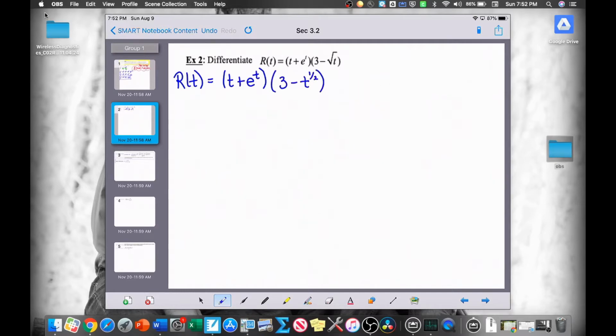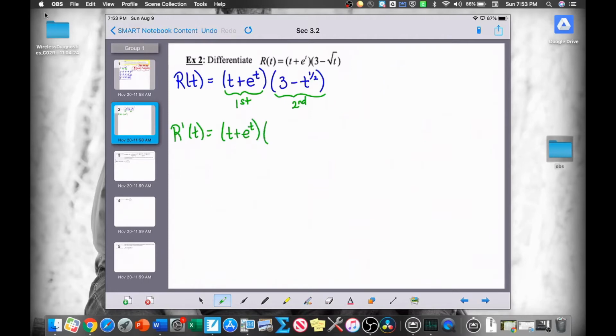Again, thinking ahead, I'm going to be using the power rule on that, so I want that term to look like a power. All right, I know that my first in this case is t plus e to the t, and my second is 3 minus t to the 1/2 power. So r prime of t is equal to first, t plus e to the t, times d second.